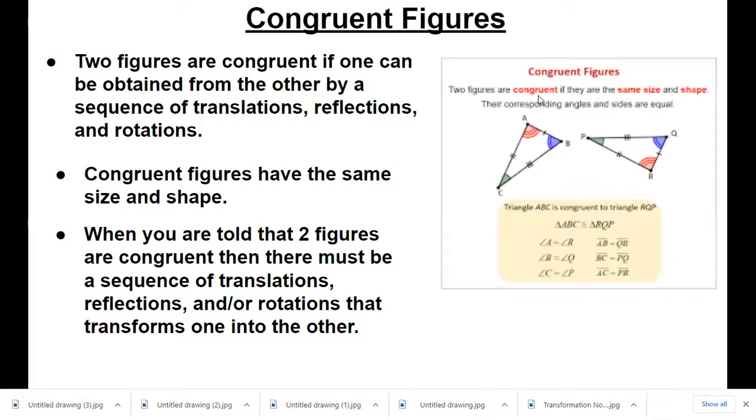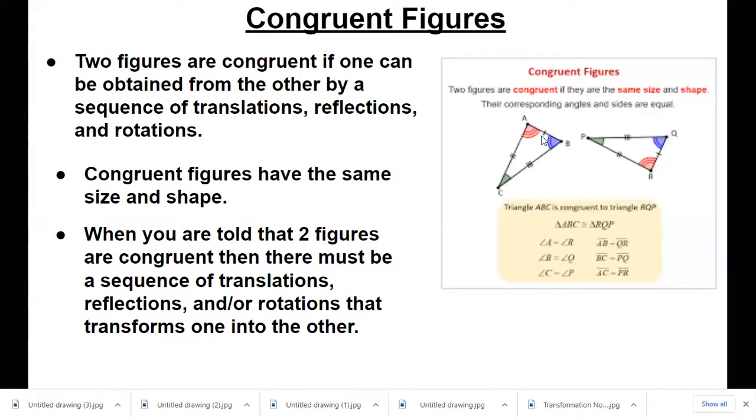Here is an example of congruent figures. They have the same size and shape, and their corresponding angles and sides are equal. So angle A equals angle R. Angle B equals angle Q. Angle C equals angle P.